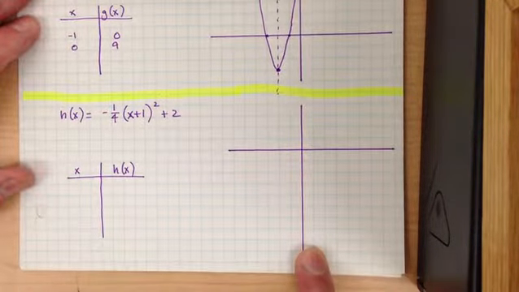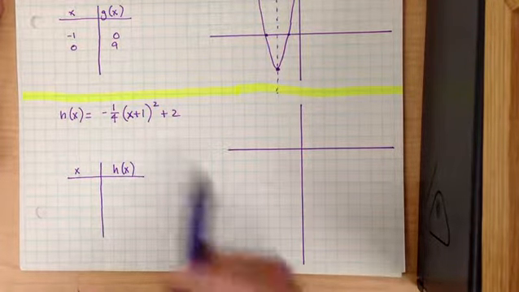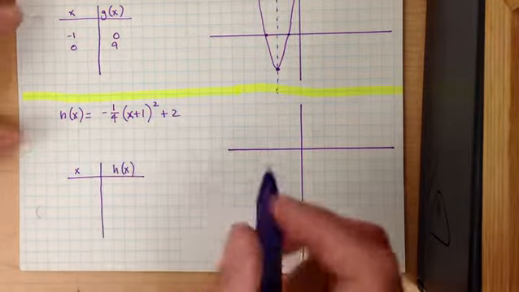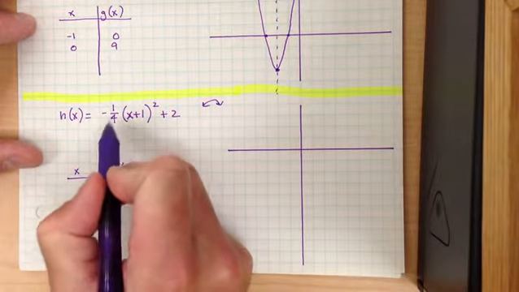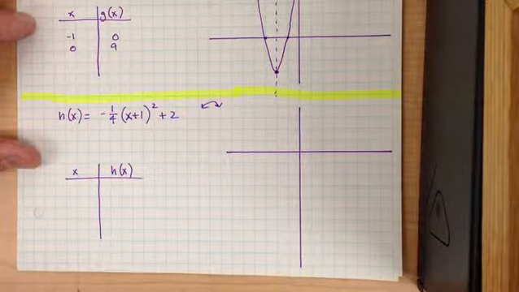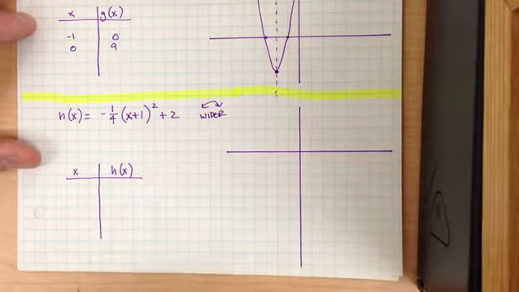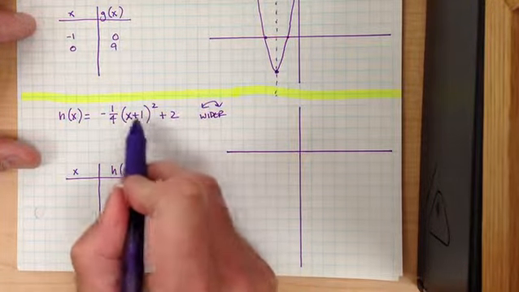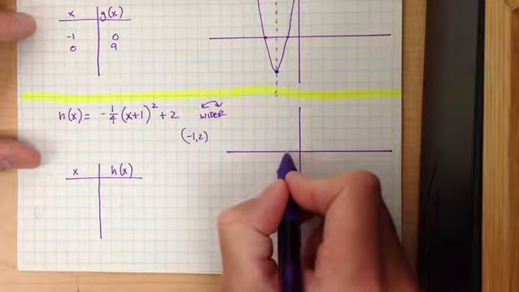Lastly, h of x equals negative 1/4 times x plus 1 squared plus 2. I'm looking at this. I see that it is a negative, so it opens down. And the absolute value of negative 1/4 would be 1/4, less than 1. Therefore, my parabola is wider. Find my vertex, opposite same, so the opposite of this would be negative 1. The same as that would be 2. Negative 1, 2.